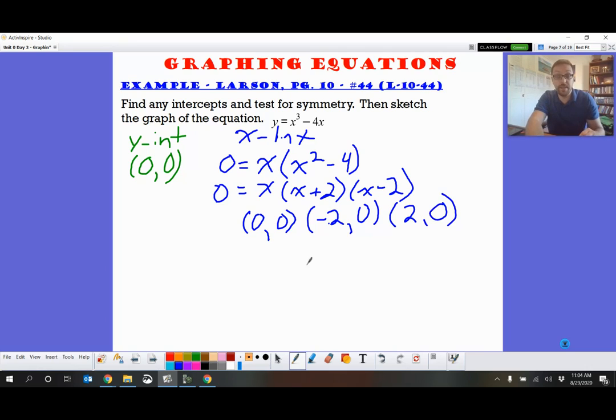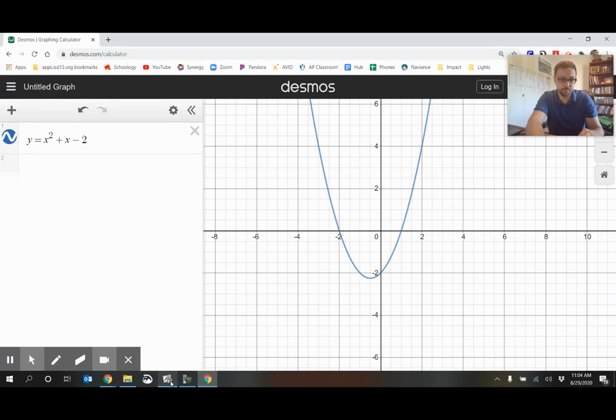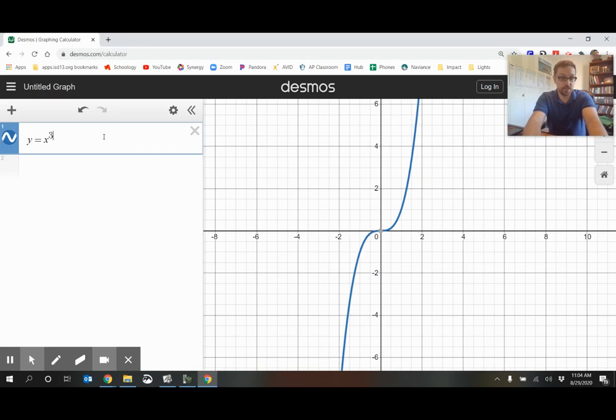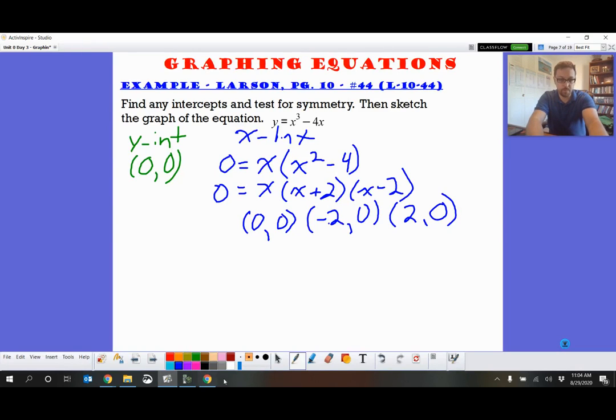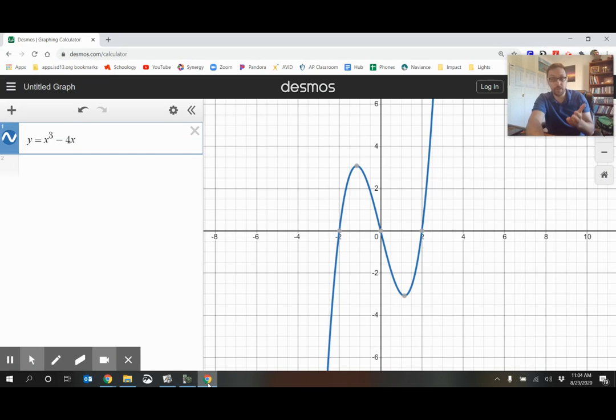Let's just check all that in Desmos first before we do that symmetry stuff. Desmos. Get rid of this last one. So I need x cubed minus 4x, I believe it was. Let me double check. Y equals x cubed minus 4x. Done. All right, great. So there's our nice cubic. So we've got our intercepts there. We got our x and y intercept at the origin. And then we've got our other x-intercepts there. Now we want to test this thing for symmetry.